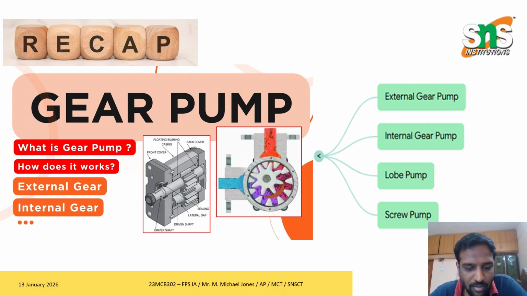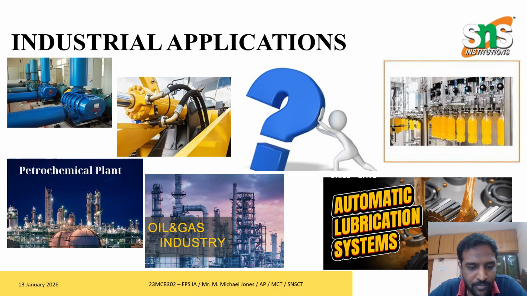In this session we will understand the construction principles, working principles and the applications of lobe pumps and screw pumps. These pumps are widely used where a smooth and continuous flow is required. These are the places where we will use the lobe pump and screw pump in industrial applications. Positive displacement pumps such as lobe and screw pumps are extensively used in these industrial applications.